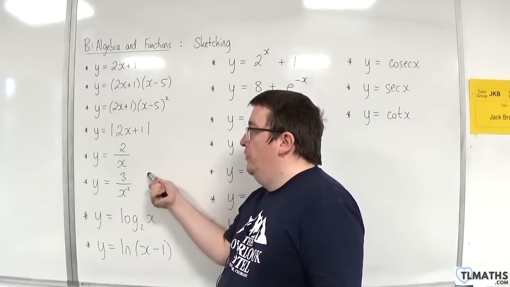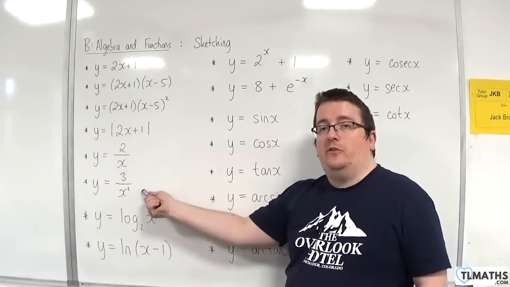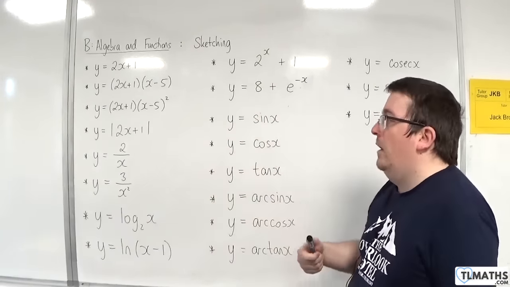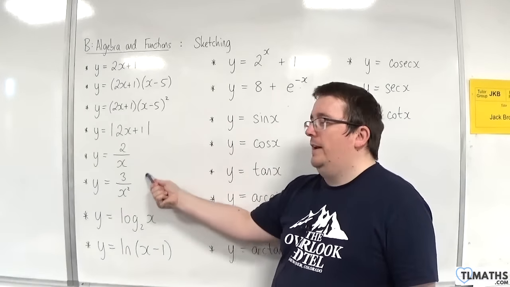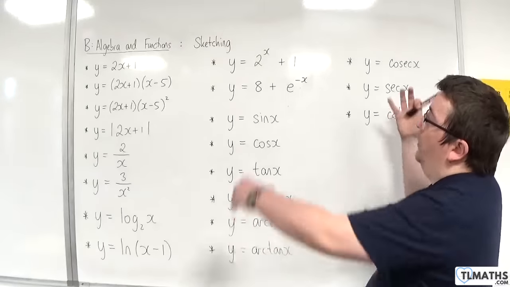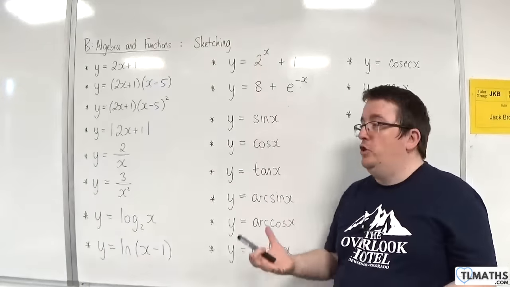Any kind of rational function like this, y equals 2 over x, or y equals 3 over x squared, I'd expect you to be able to sketch those. I'd also expect you to be able to sketch horizontal and vertical translations of those as well. So this is also, you know, taking all this into account, thinking about graph transformations as well.